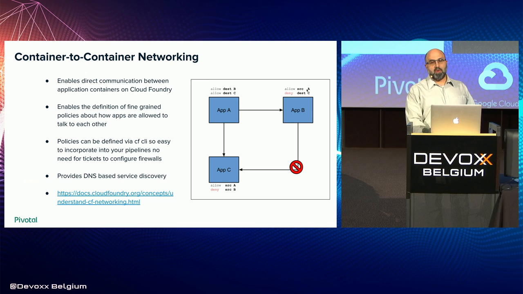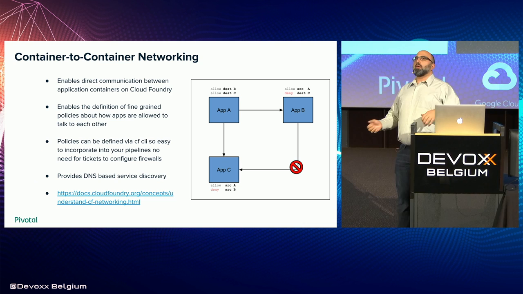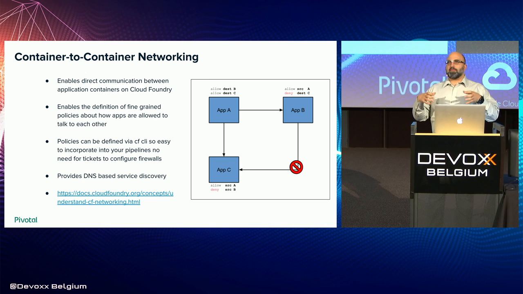And this is at the level of the application. There are no IP addresses or any infrastructure-specific settings. You're logically describing who's allowed to talk to whom, and that will then be enforced at the level of the network by Cloud Foundry, which is pretty awesome, because now you're getting pretty tight micro-segmentation of what's happening.